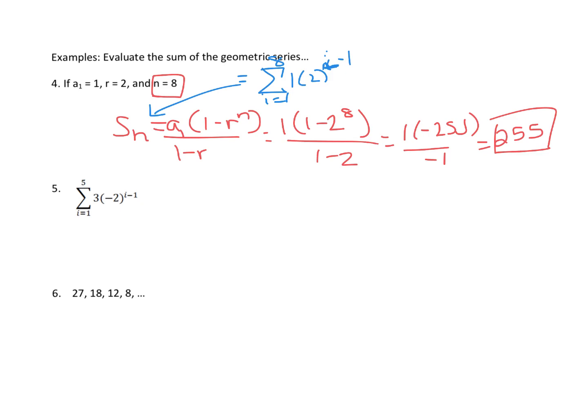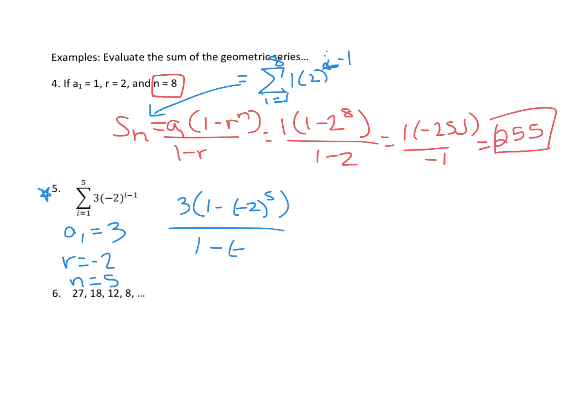The main reason I gave you that part of the formula was for cases where you have something like number 5. So for number 5, we know our a sub 1 is equal to 3. We know our r is negative 2. And we know our n value is 5. You're going to use the same formula that we just got. You get 3 times 1 minus negative 2 to the 5th power, all over 1 minus negative 2, and you do get a sum of 33.